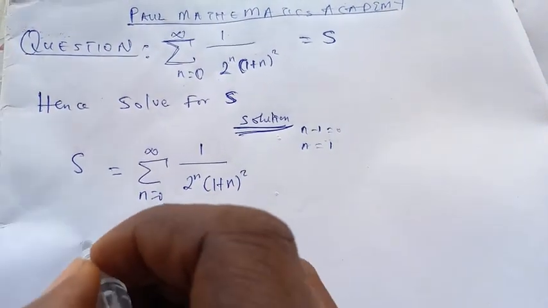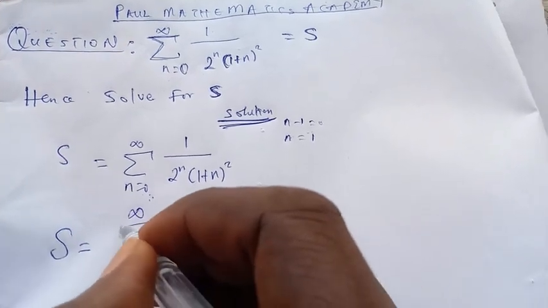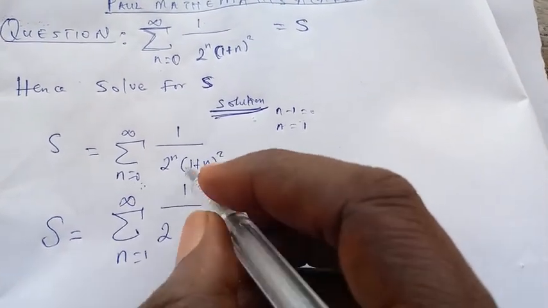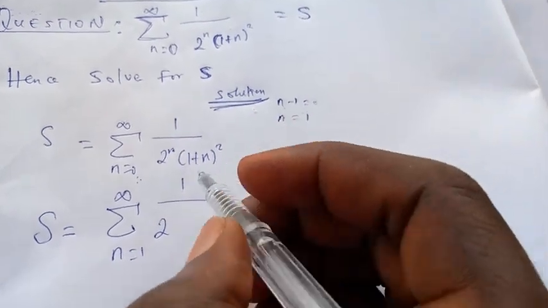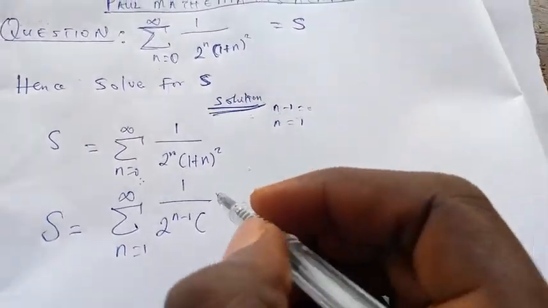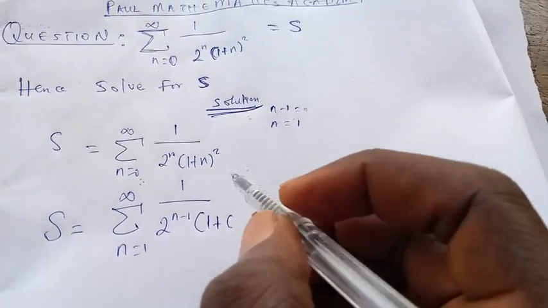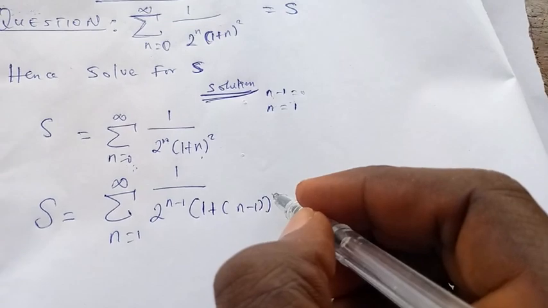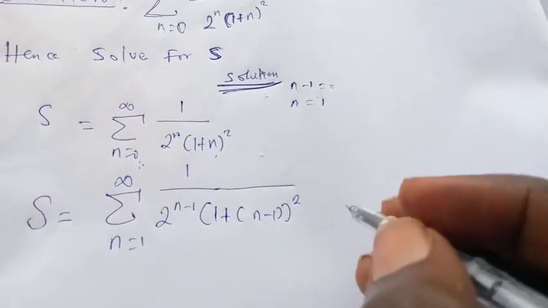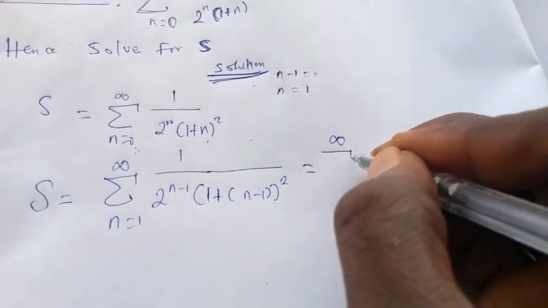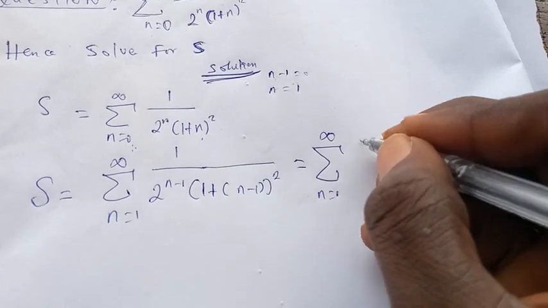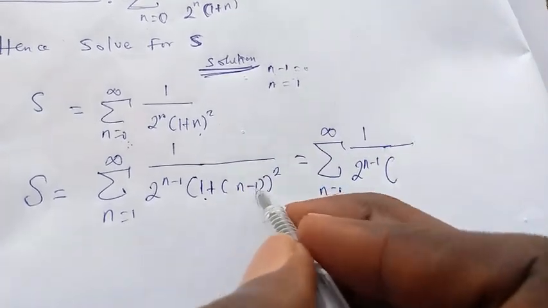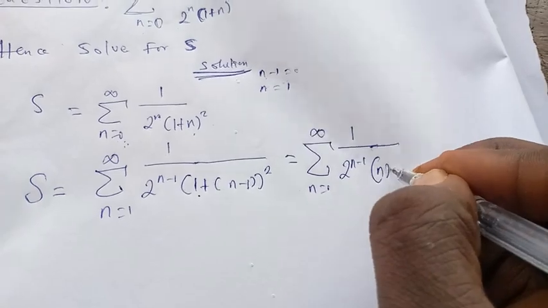Alright, then we are going to have S is equal to the sum of n running from 1 to infinity of 1 over 2 raised to the power of, now we are going to replace n by n minus 1. So this will be n minus 1 plus, this n also will be n minus 1. Don't forget the square, everything squared. Now this will be equal to the sum of n running from 1 to infinity of 1 over 2 raised to the power of n minus 1 multiplied by, now 1 minus 1 will be 0, so we are going to have n squared.